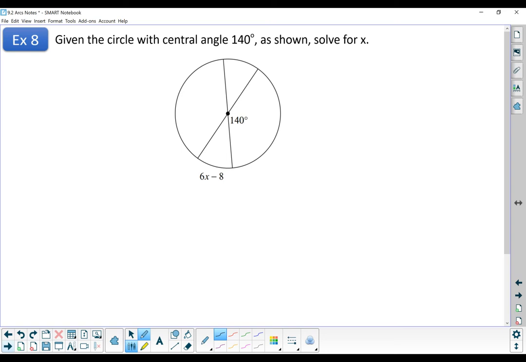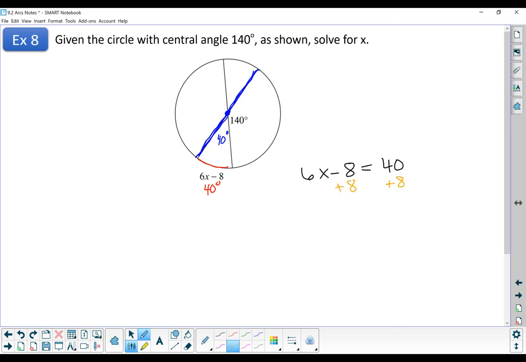Okay, last one. It says we've got a circle with a central angle of 140 degrees, and our job is to solve for x. So again, look for diameters that can help you. If this is the diameter of the circle, which it is, it goes through the center, then these two angles have to add up to 180 degrees, which means this is a 40-degree angle, which means this is a 40-degree arc. So we can set up our equation as 6x minus 8 is equal to 40.